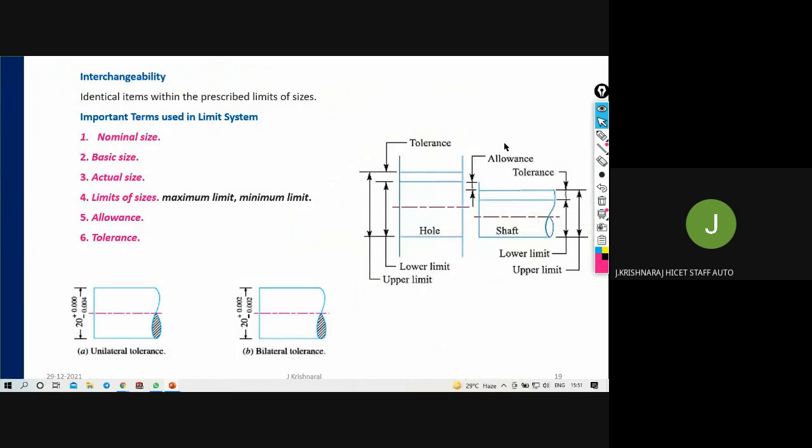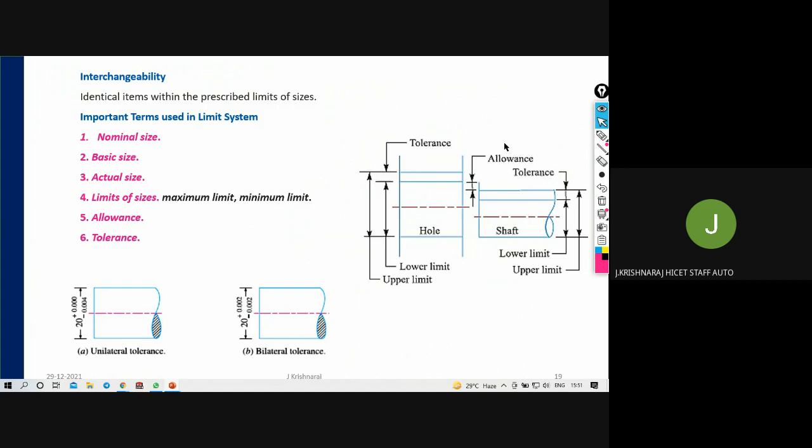Yes, with this, metrology basic parts are over. The next is interchangeability. Interchangeability is like that: in metrology, what are the terms associated with the measurements? It is called interchangeability. There are identical items within the prescribed limits of sizes. Okay, within the prescribed limits of sizes.